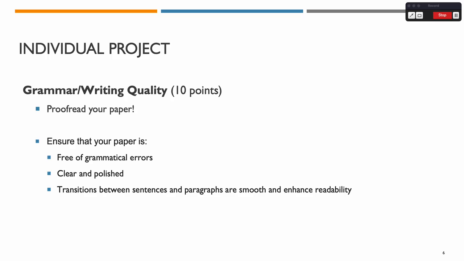Additionally, you'll get 10 points for your grammar and writing quality. Proofread your paper, have someone else proofread your paper, things like that. Look for errors, make sure it's clear and concise, make sure that anyone that picked it up could understand what was going on.